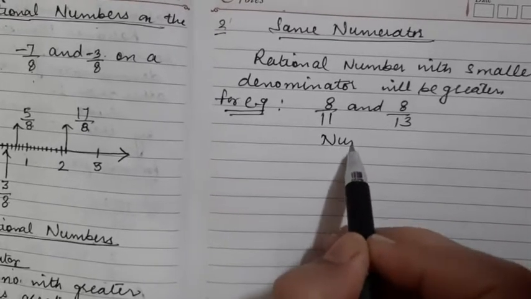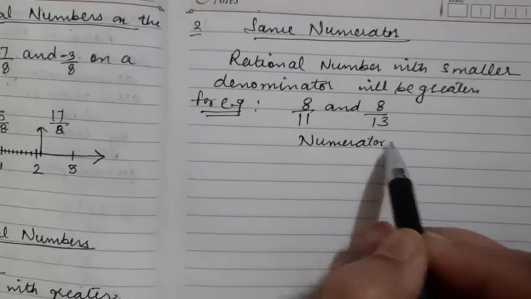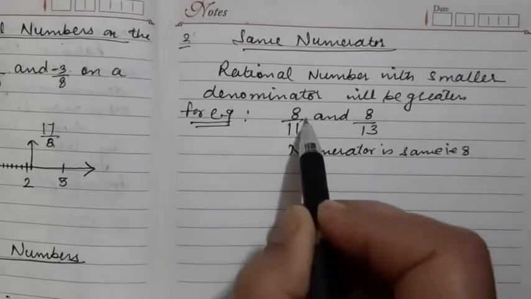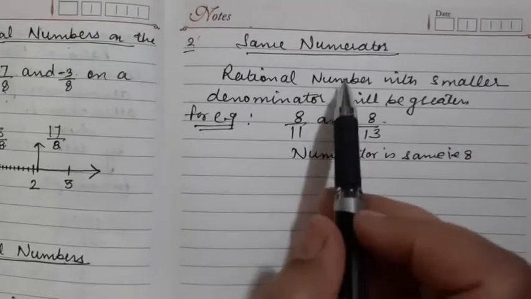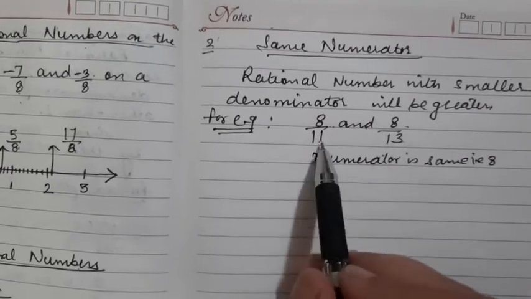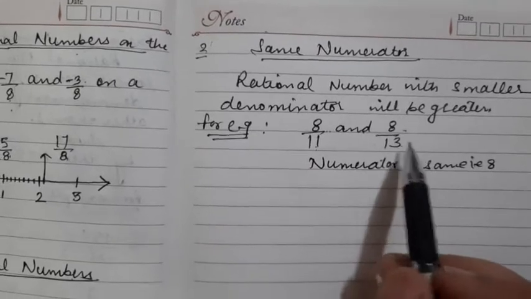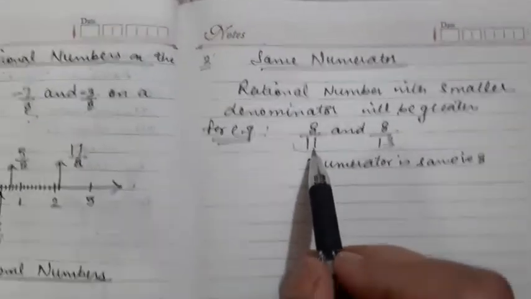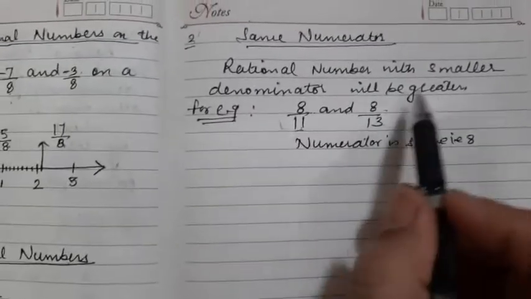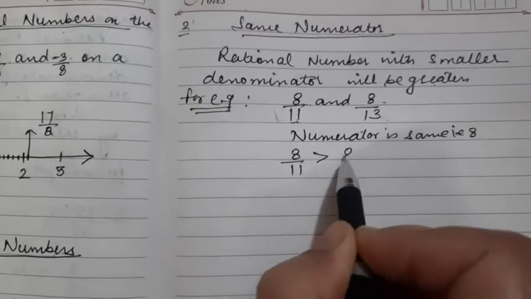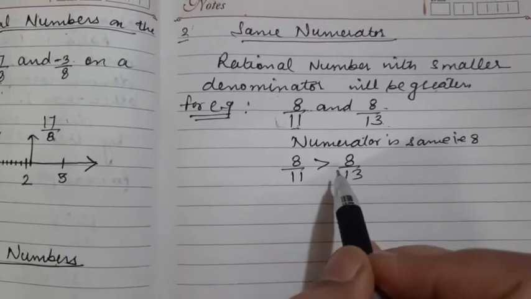Numerator is same, that is 8. So rational number with smaller denominator. Two denominators are there, 11 and 13. So smaller one is 11. So rational number with smaller denominator will be greater. So 8 by 11 is greater than 8 by 13.